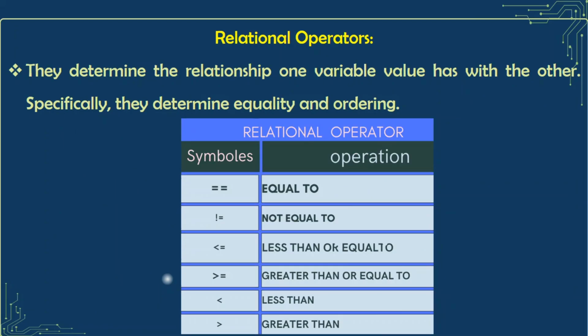The other, relational operators. Those operators determine the relationship one variable value has with another. Specifically, they determine the equality or ordering, or the equality or inequality of values. So the double equal sign is equal to, the single equal sign is not the equal sign in Java programming. Rather, it is the assignment operator. This is not equal to, this is less than or equal to, this is greater than or equal to, this is less than, this is greater than.